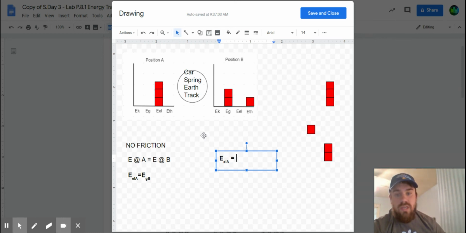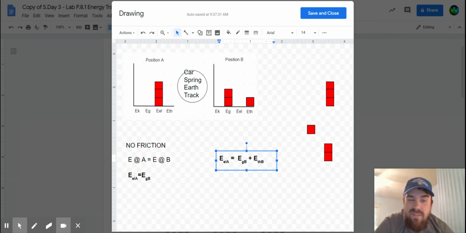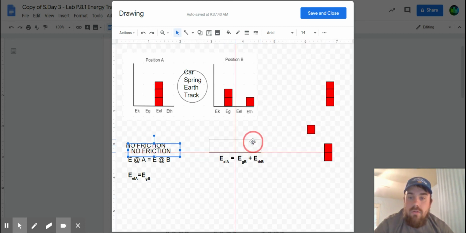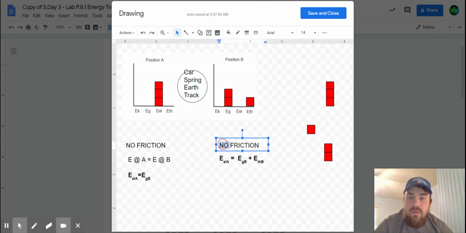So 3, EEL, is equal to 2, which is EG at B, plus 1, which is ETH at B. So now the equation is a little bit more complicated because I got the thermal energy in there, but this now would account for friction. And so when I account for friction, this is the equation that I now have.